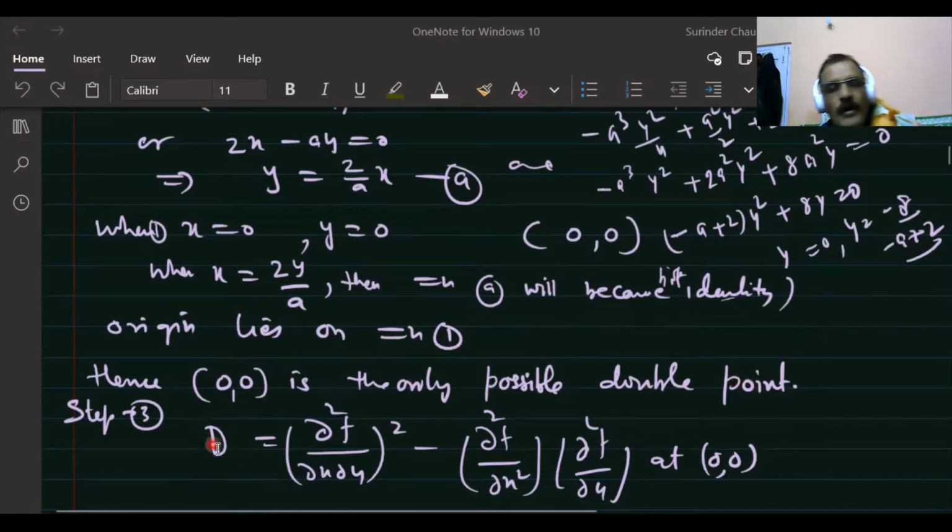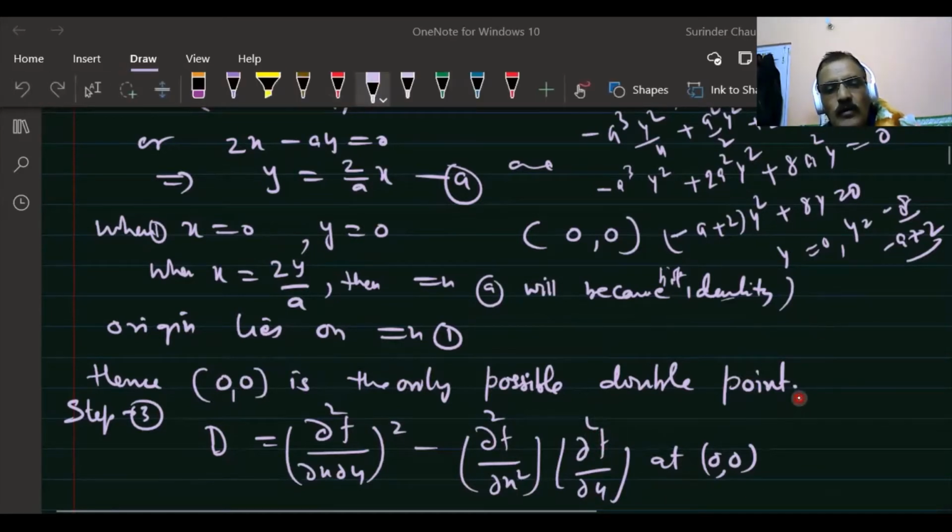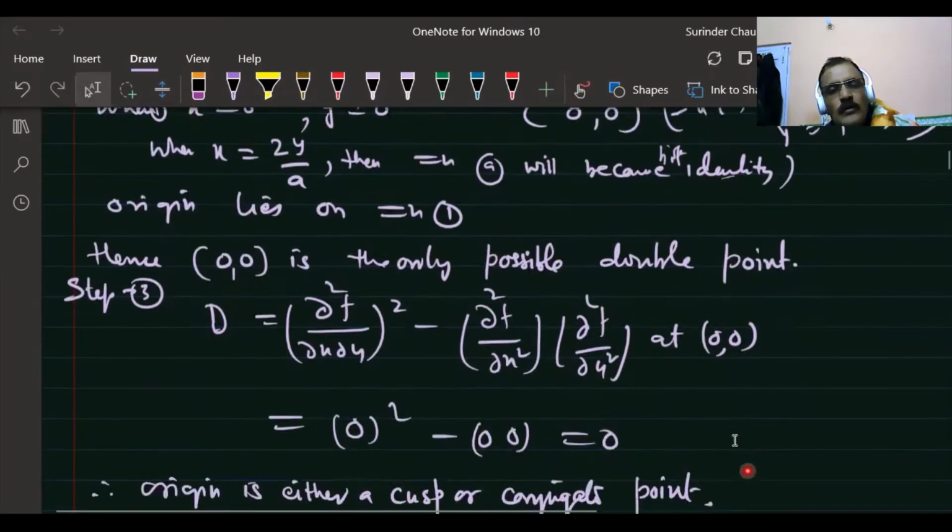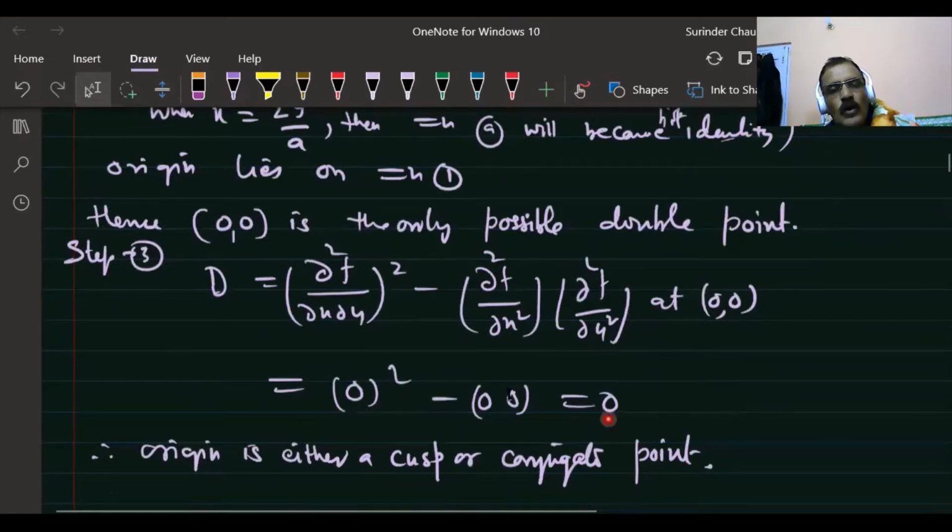Now we define the value of D. D is equal to the square of the mixed second derivative f x y, minus the second derivative with respect to x times the second derivative with respect to y. Now find the value at 0 0 and substitute here. This is equal to 0, then the origin is either a cusp or a conjugate point.